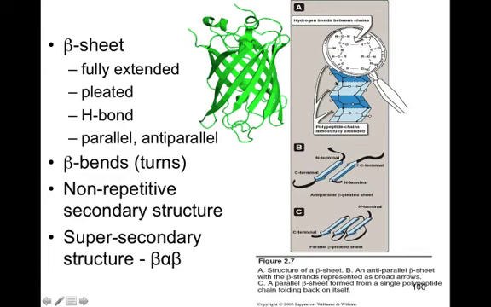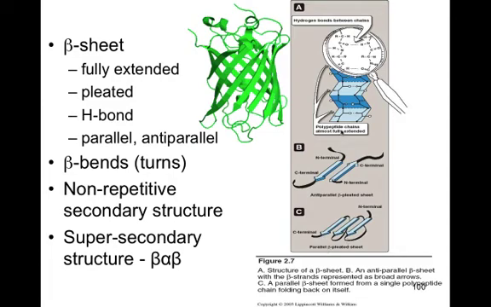So the strands of a beta pleated sheet may be parallel, in which case they are pointing in the same direction, meaning that their N and C termini match up. Or they can be anti-parallel, in which case their N and C termini are going in opposite directions. So you can have anti-parallel beta sheets and you can have parallel beta sheets.